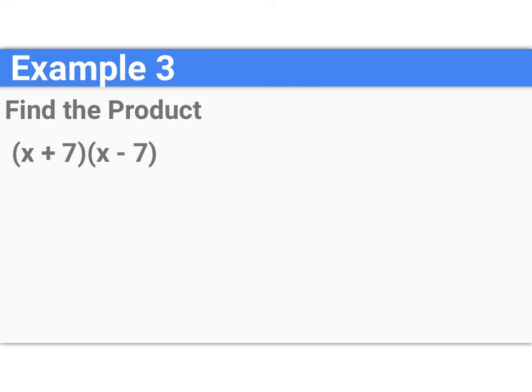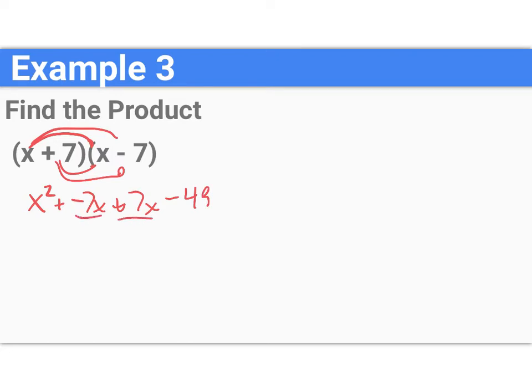Okay, so now this is called a difference of squares. It's the same binomial, but one is positive and one is negative. So watch what happens. So x squared, the outers minus 7x, the inners plus 7x, minus 49. And so you get negative 7x plus 7x go to 0. So you get x squared minus 49.